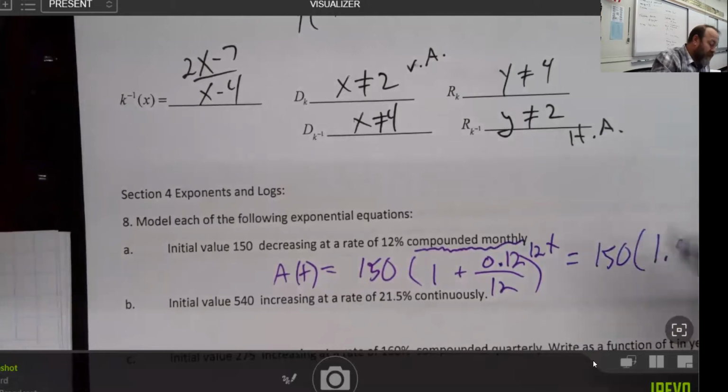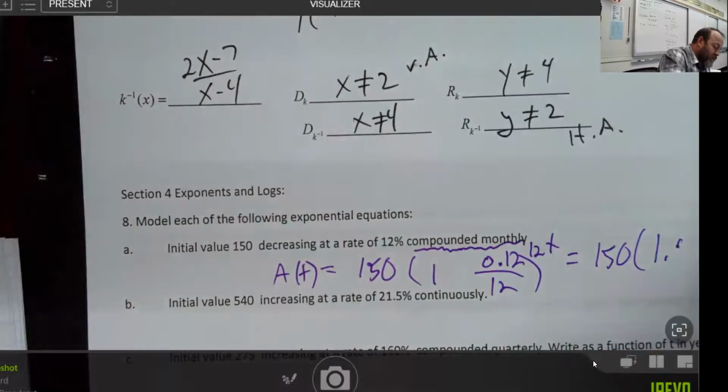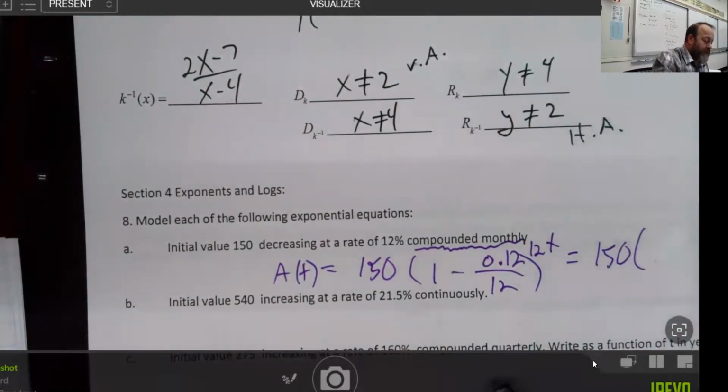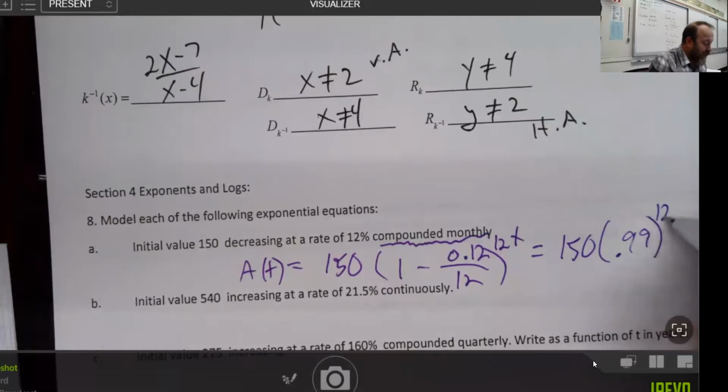And it does, by the way, say decreasing. I missed that, kind of trying to go quickly through this. So that's losing that. So that means we would start with 100%. And if we type this in, this all comes out to 0.99 to the 12t power.